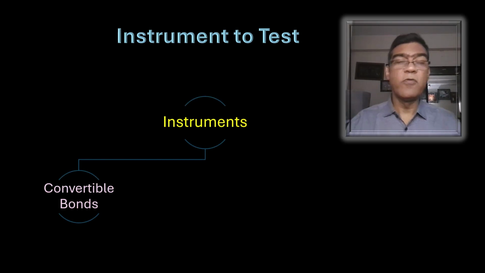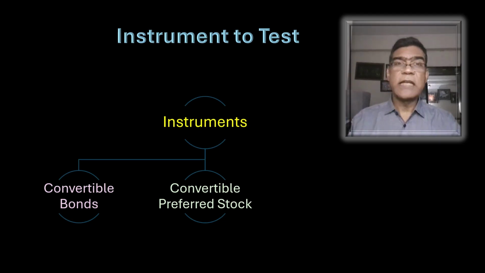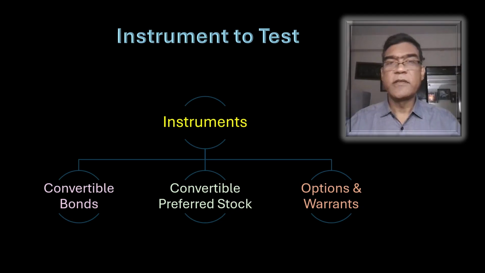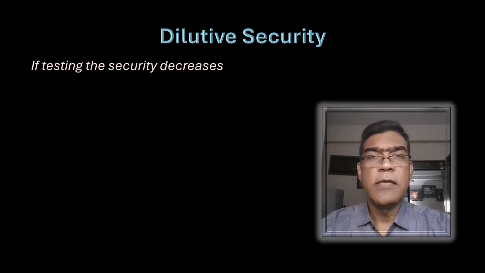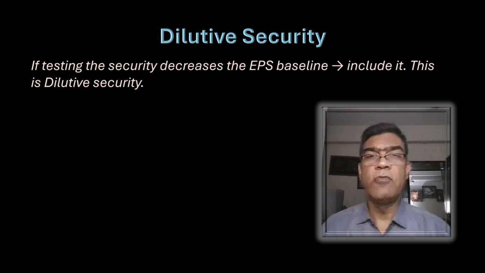When we calculate diluted EPS, we test certain financial instruments to see if they could reduce earnings per share. The main instruments are convertible bonds, debt that can be converted into common stock; convertible preferred shares that can become common shares; and options and warrants, rights that allow holders to buy common stock at a set price. Each of these instruments is tested to see whether conversion or exercise would dilute earnings per share. When we test securities for dilution, we ask one simple question: does EPS decrease when the security is included? If the answer is yes, the security is dilutive, meaning it reduces earnings per share, and we must include it in the diluted EPS calculation.